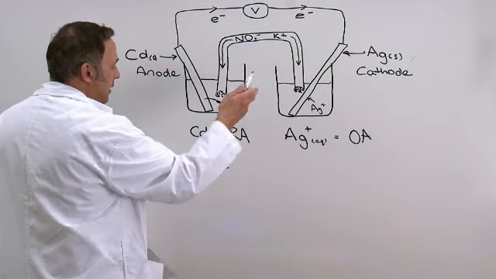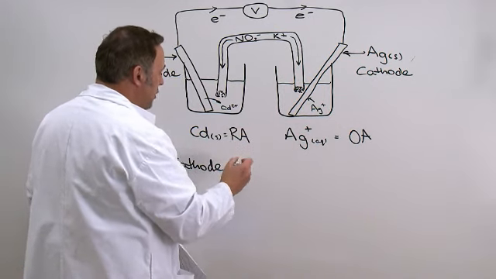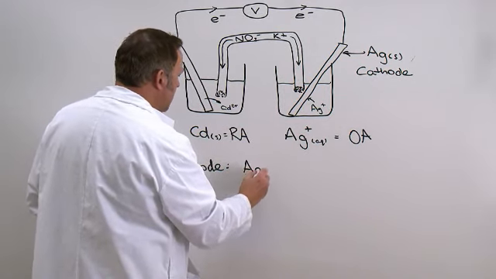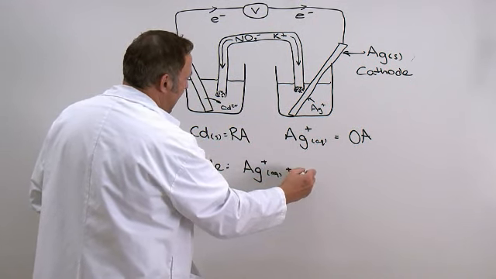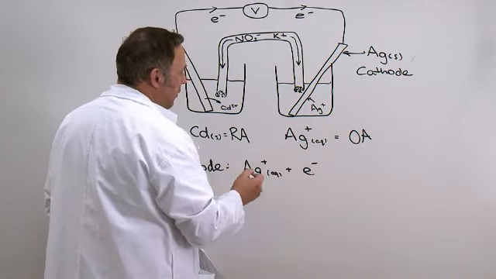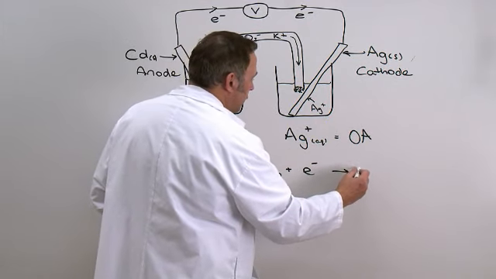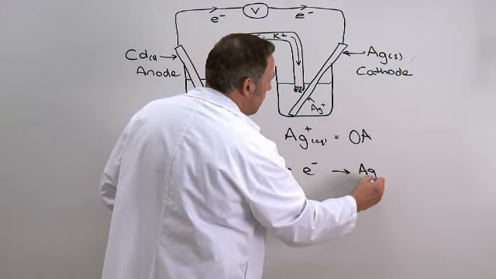is this guy here, and it's a reduction half reaction. So I've got silver ions combining with electrons to form silver metal.